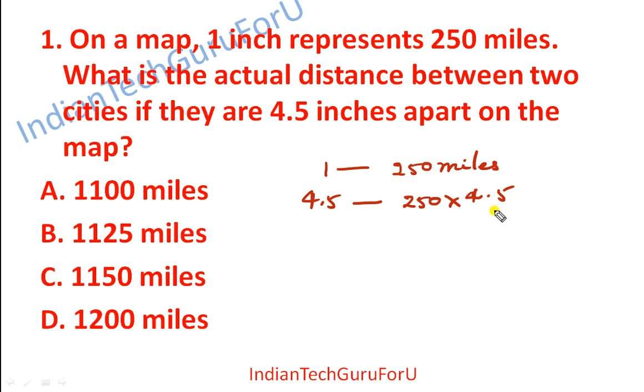So here you may observe that there is a point before the ones place. So we can remove this point because here 0 is there. So both the point as well as 0 will get cancelled. So now we need to find out 45 into 25. 25 5s are 125. 25 4s are 100. 100 plus 12, 112. The answer is 1125 miles. Answer B.